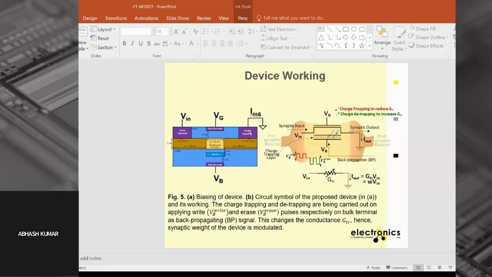We all know very well that any trapped electron on the nitride layer will push away the electron formation, meaning channel formation, in the dopingless channel layer, and will modulate the output current. So depending on that, we can carry out the modulation of weight, because through the nitride layer we are denoting the weight. By trapping different amounts of charges in the nitride layer, we can modulate the weight. This is the proposed device.